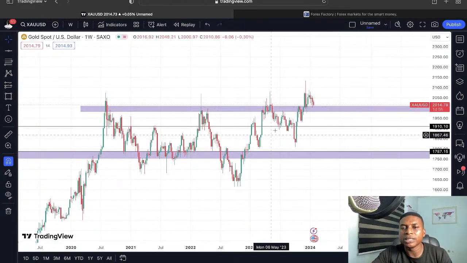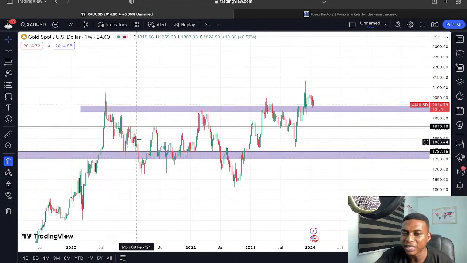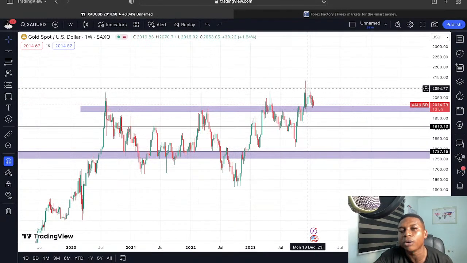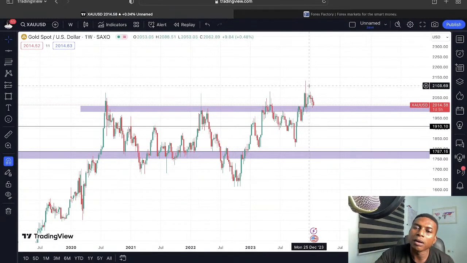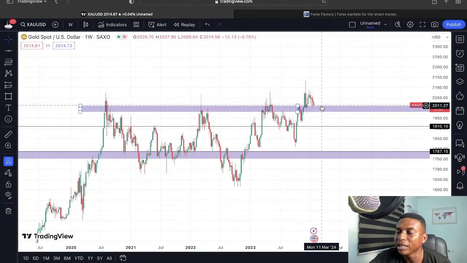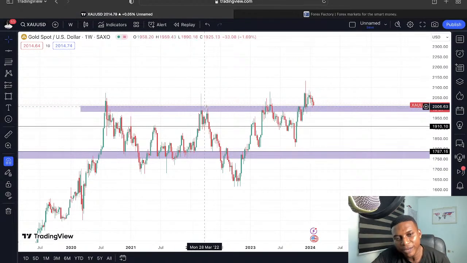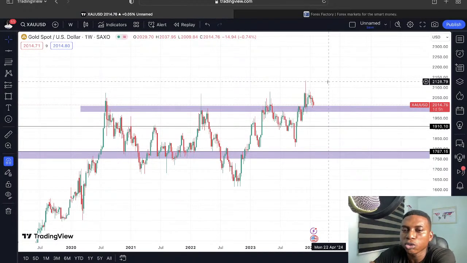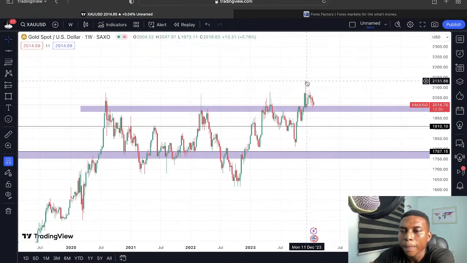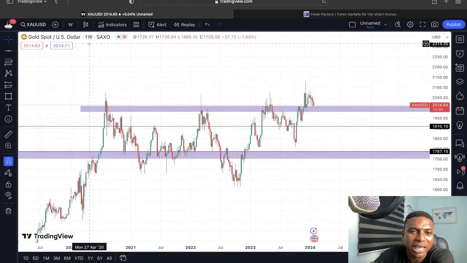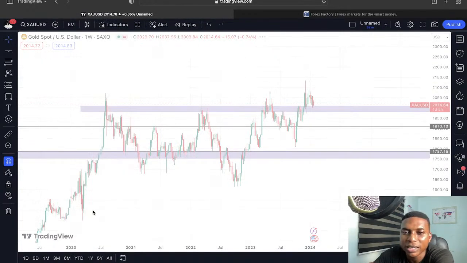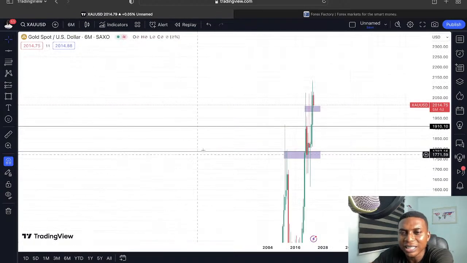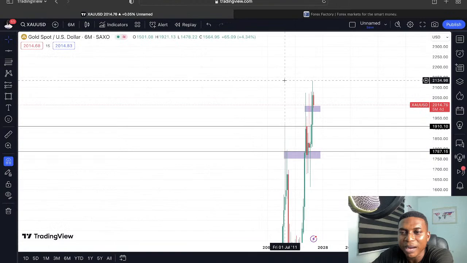Okay, we can see now that price having consolidated here finally broke out of this zone, and now is back to retest that level. So gold got to its overall all-time high. If you look at it 6 months back, gold got its overall all-time high.